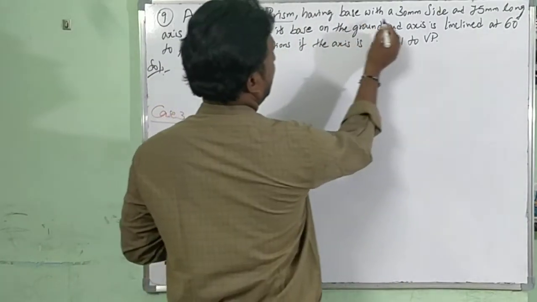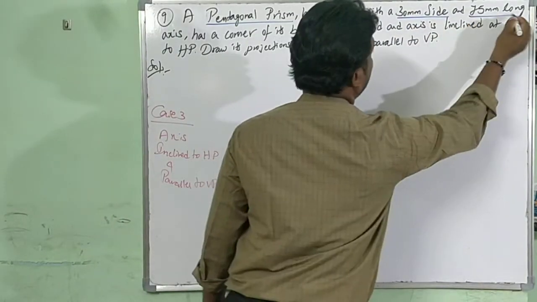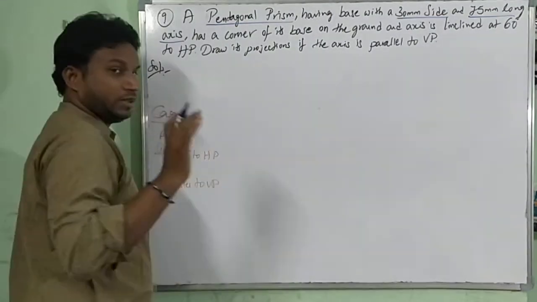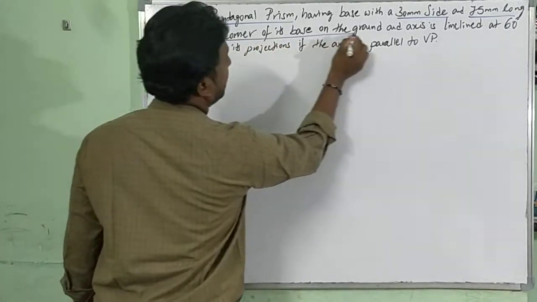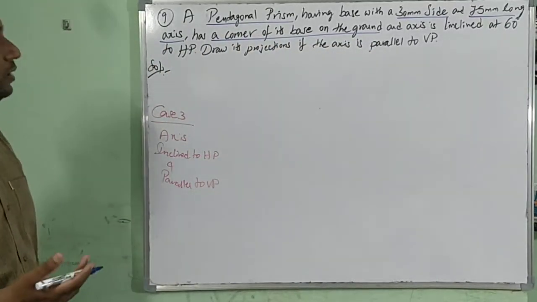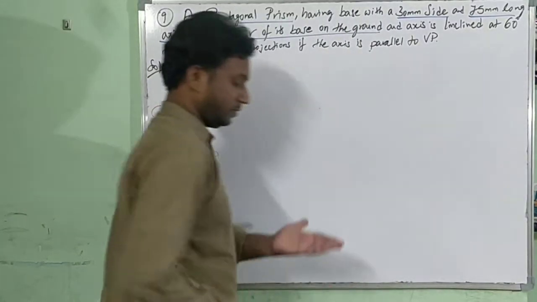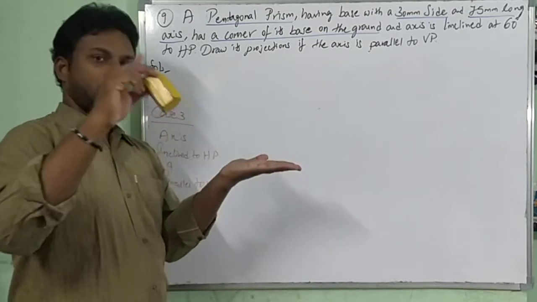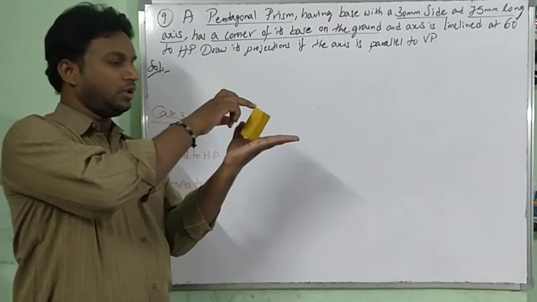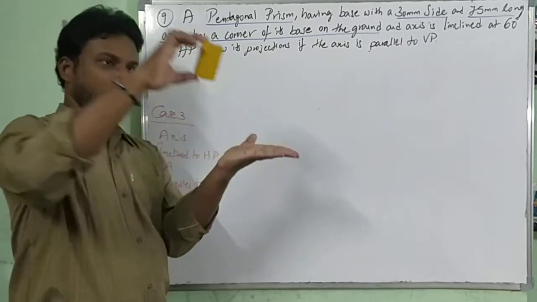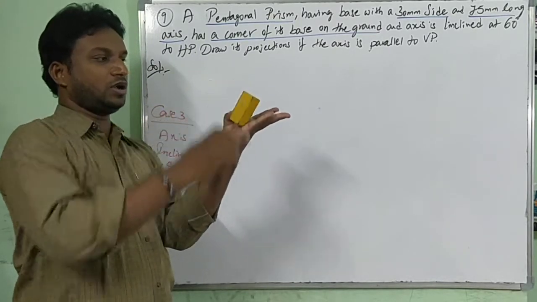Now, having base with 30 mm side: each side of the pentagon is 30 mm. 75 mm long axis. Those are the dimensions. Location: a corner of its base is on the ground. Ground is nothing but HP. The corner of the base is on HP. Not the total base on HP. He is telling only one corner. Only one corner is on HP.